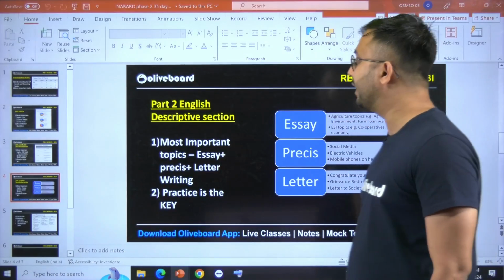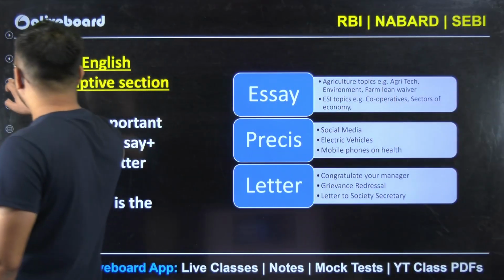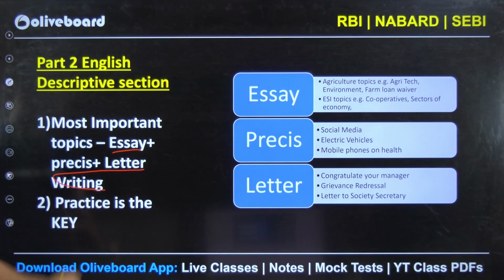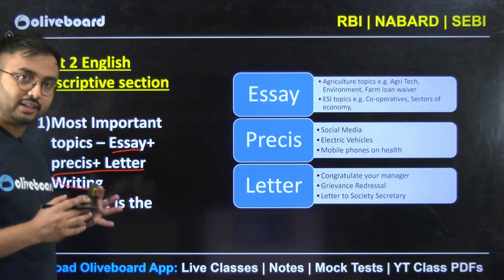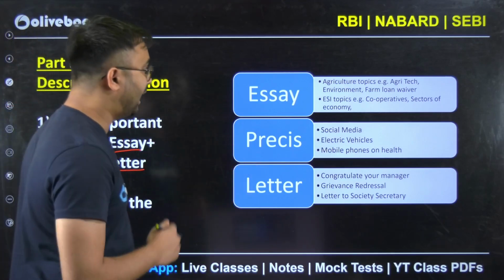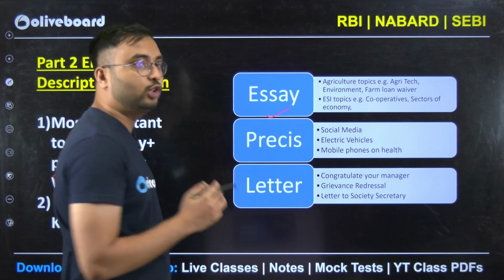Now let's talk about English descriptive answer writing. We know that there are three sections, very important: essay, précis, and letter writing. Here also practice is the key. More essays you write, more you will be improving your answer writing techniques. For essays, again, topics are there.